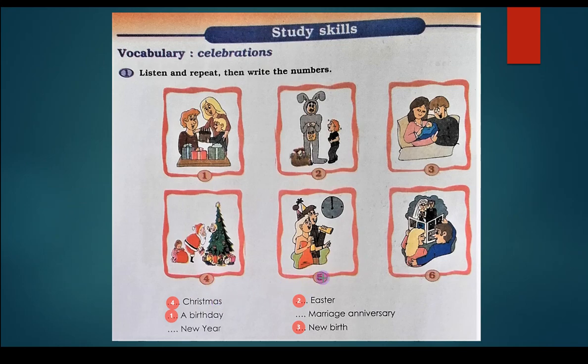In the fifth picture we can see a couple, they are looking at a clock. Maybe it's about midnight. So they are waiting for a new year. So the picture shows the new year.